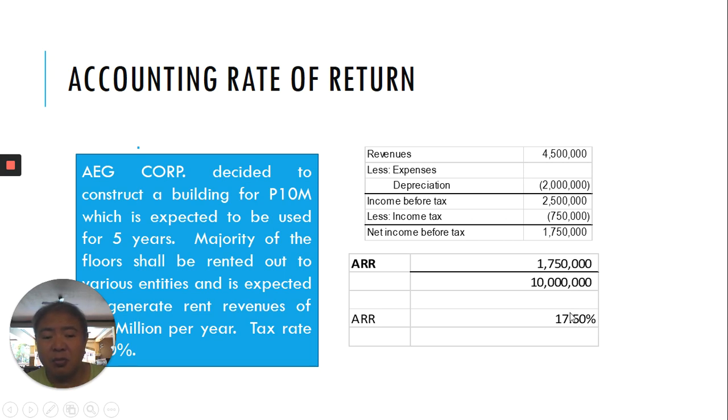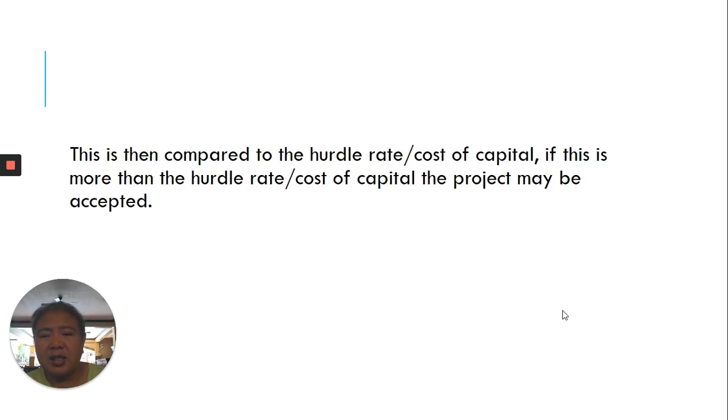So therefore, this is considered for acceptance by management. That is your accounting rate of return, but it only uses the book return or the book income. This is compared to the hurdle rate or cost of capital. If this is more than the hurdle rate, then the project can likely be accepted.